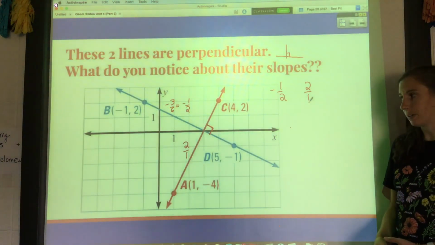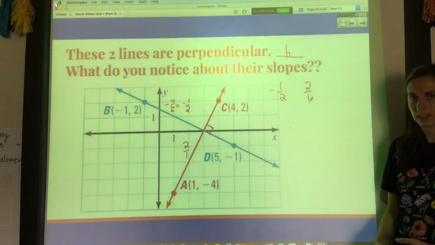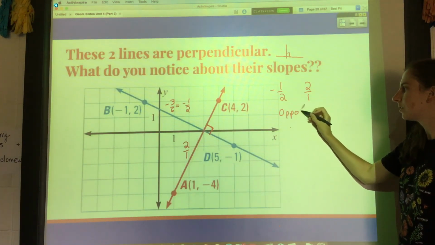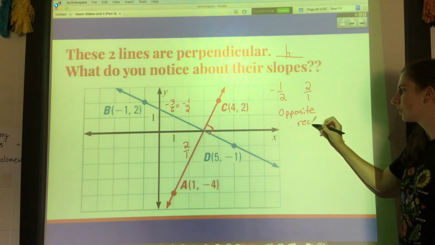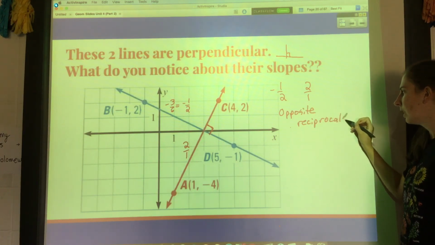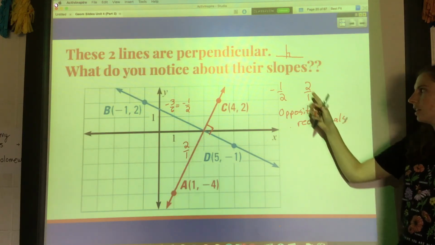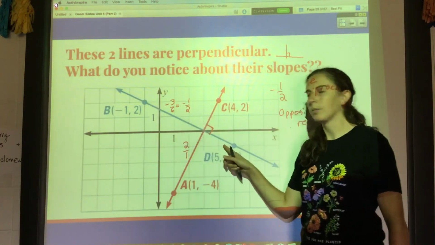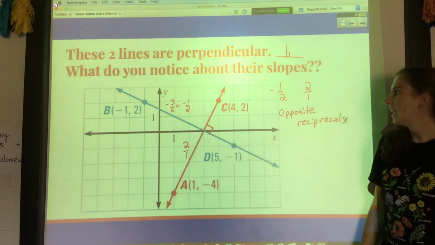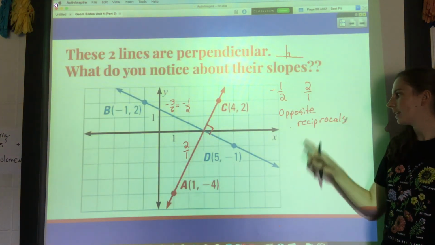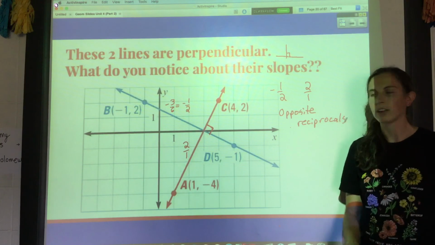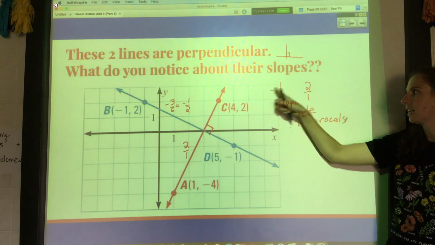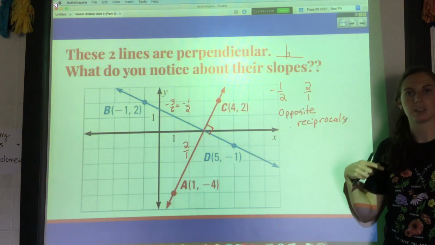So this will always happen. When two lines are perpendicular, their slopes are what we call opposite reciprocals. This means, first of all, if one is positive, the other's negative. That's because if this one's going up, this one's got to be coming down. And they're always flipped of each other. That's what the word reciprocal means. It means you flip the fraction. So if this one is 2 over 1, this one's 1 over 2, and vice versa. And if this one's negative, that one's positive. So they're opposite and reciprocal.